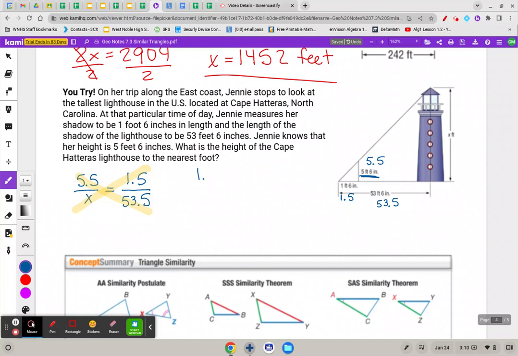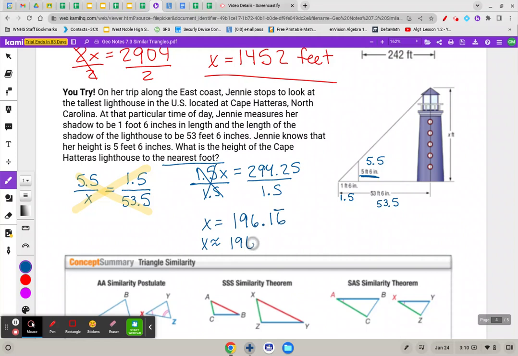I get 1.5x equals 294.25. When I divide, I get that x is equal to 196.16 repeating, but it does want us to round to the nearest foot. So the lighthouse is about 196 feet tall. If you pause the video, you can actually look up this lighthouse and see its height. It is truly very, very close to 196 feet.